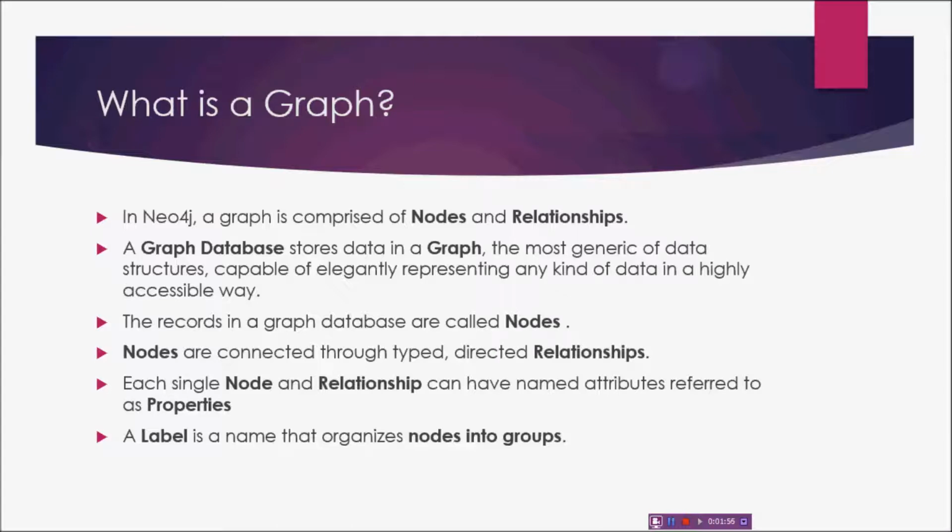A graph database stores data in the graph. So every graph database with nodes and relationships is stored in the graph, which is represented by links and nodes. It is the most generic of data structures, capable of elegantly representing any kind of data in a highly accessible way. It supports different types of data and different types of nodes, and these are in huge form.